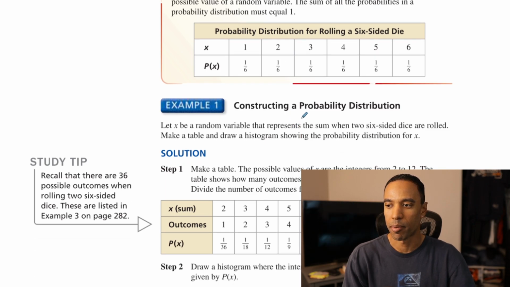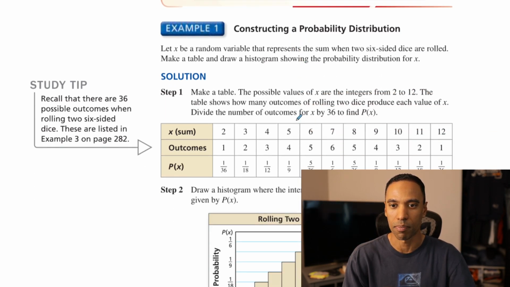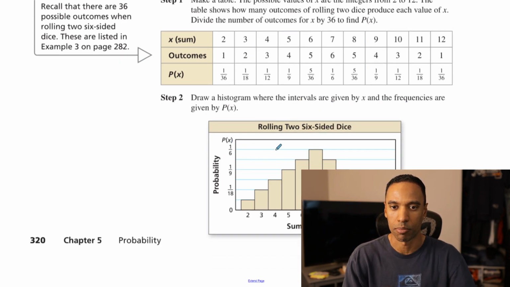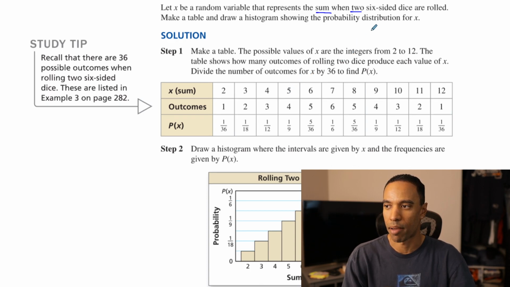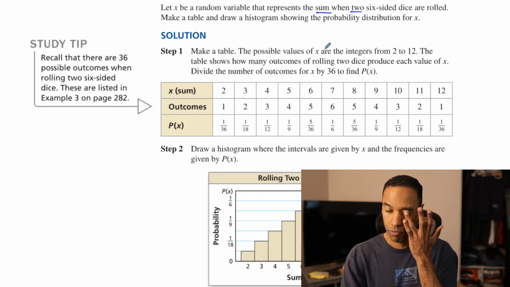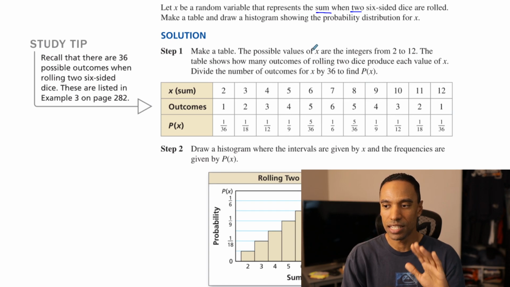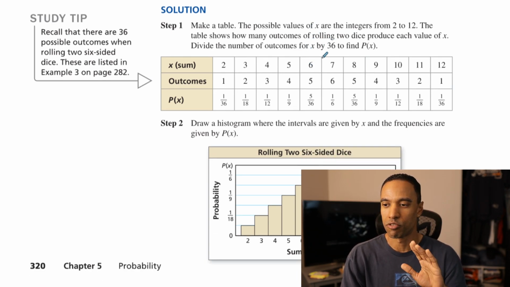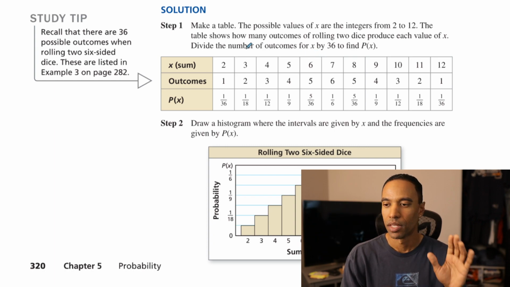Now we'll construct a probability distribution, and so they're going to do something else with this. Let x be a random variable that represents the sum when 2 six-sided dice are rolled. Make a table and draw a histogram. Here's the histogram below. Draw a histogram showing the probability distribution for x. So first thing they do is make a table. And so the idea here, and I don't see how they show the outcomes themselves, but we've seen it before.